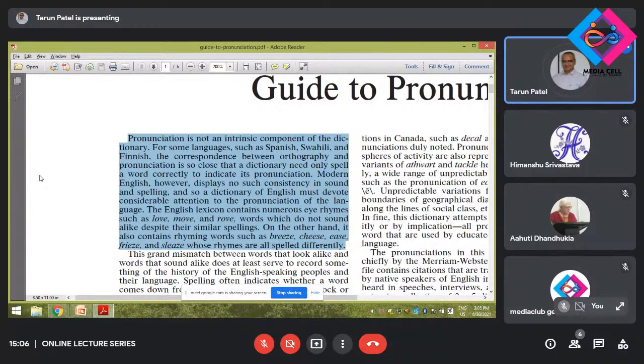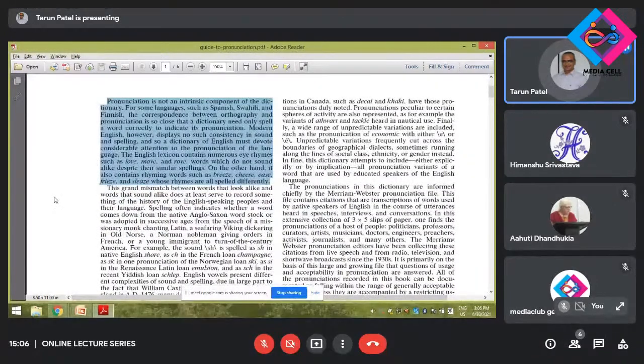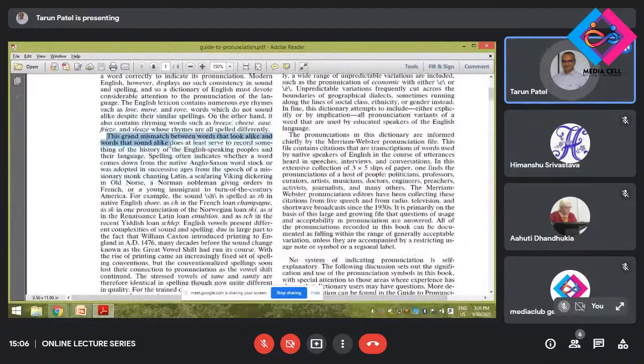Right? So this is the height when it comes to highlighting the importance of clear pronunciation. The English lexicon contains numerous rhymes such as love, move, and row, words which do not sound alike despite their similar spellings. On the other hand, it also contains rhyming words such as breeze and cheese and ease and freeze and sleaze, right? So those rhymes are all spelled differently. Fine. And this grand mismatch between the words that look alike and words that sound alike does at least serve to record something of the history of English speaking people and their language.